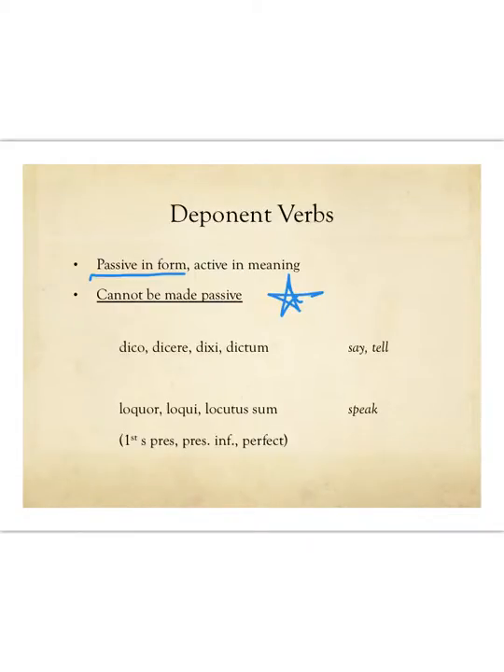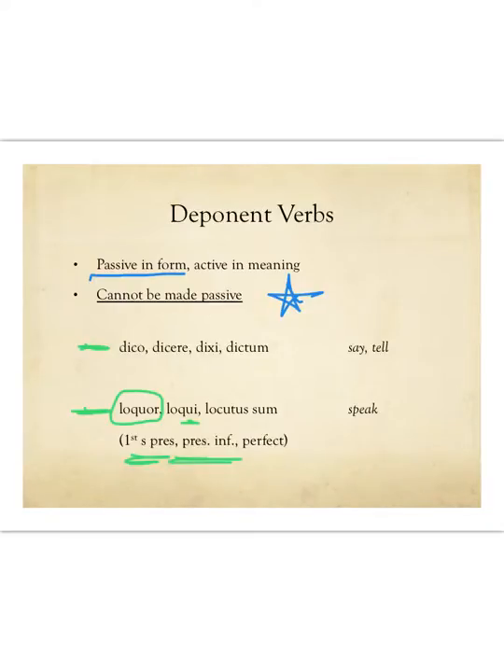We know this old favorite, dico, dicere, dixi, dictum, which means to say or to tell or to speak. And we have this verb, which is a deponent verb, loquor, loqui, locutus sum. This verb also means to speak. So loquor is the first person singular present form. You can see it has that OR ending. And you can see this is loqui. This is the present infinitive.